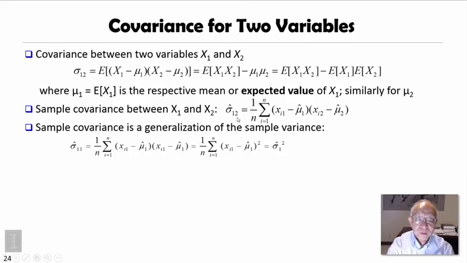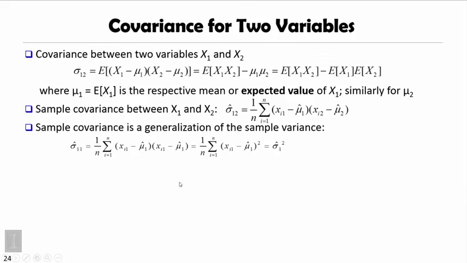Then we can represent this as 2 by 1. In that case, in the sample covariance formula, we change the variable from x i2 to x i1 and mu2 hat to mu1 hat. Then we derive this formula. This formula essentially is sigma 1 hat squared. So we can easily see the sample variance is just a special case of sample covariance when the two variables are the same.